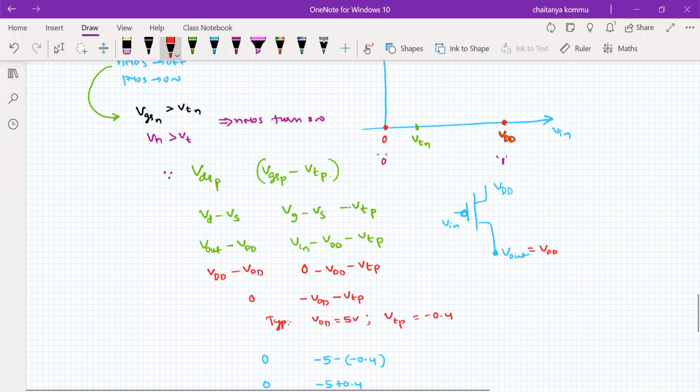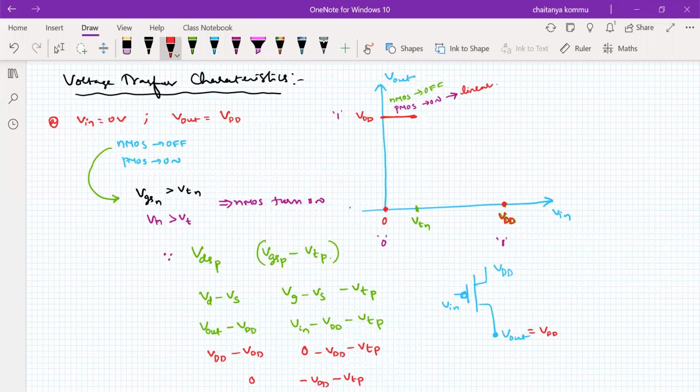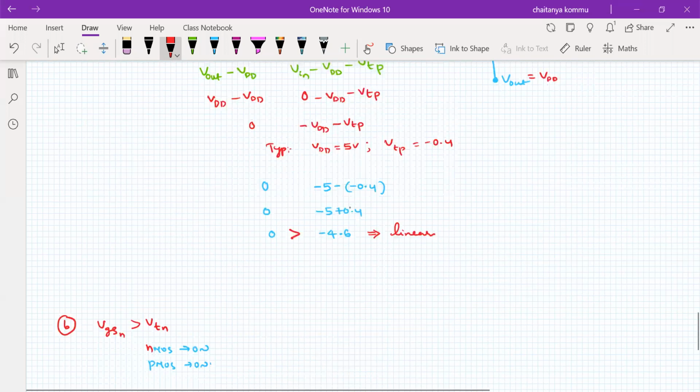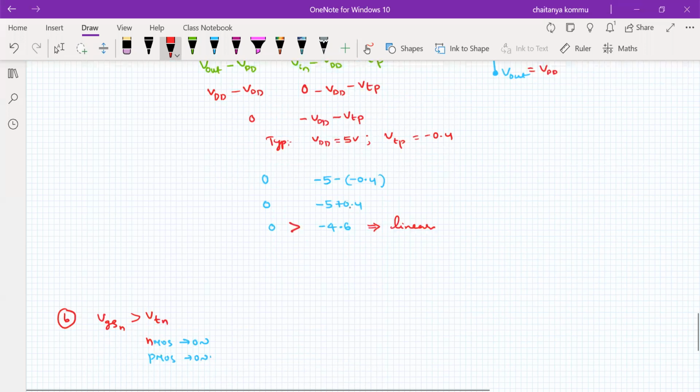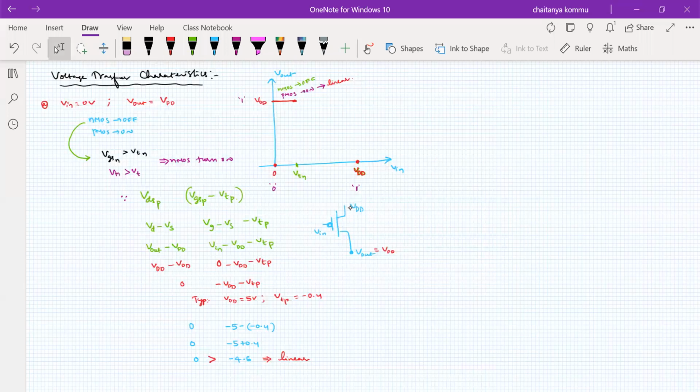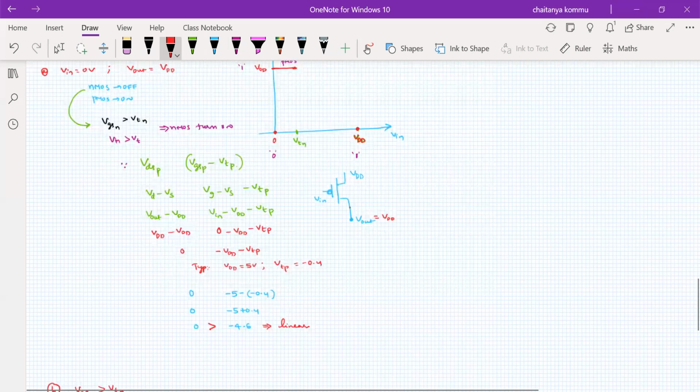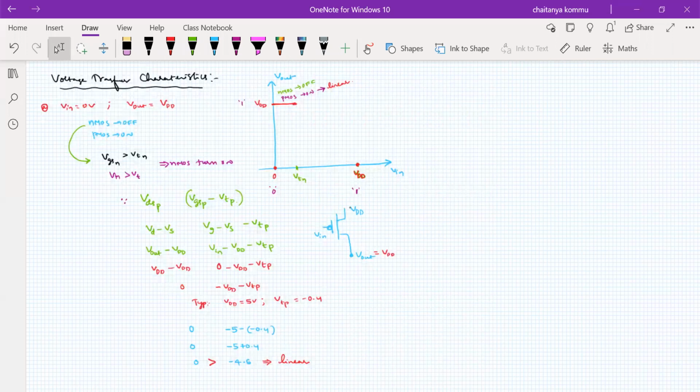Is it clear to all of you so far? If you find any difficulty understanding up to VN equal to VTN, where NMOS is off and PMOS is on, that too in the linear region, is there any doubt in it? If you don't have any doubt, we will move to another region.